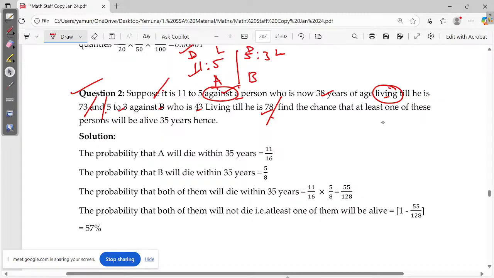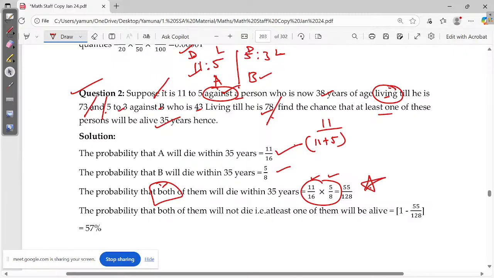What's the question? Find the chance that at least one of these persons will be alive for 35 years. So what is the possibility that he may die in these 35 years? 11 by 16. Why is it 11 by 16? 11 divided by 11 plus 5. Person B may die in another 35 years, so it's 5 by 8. We multiply both. They both will die. This was asked separately once in the exam. They both will die, but the question is that at least one of them should be alive.